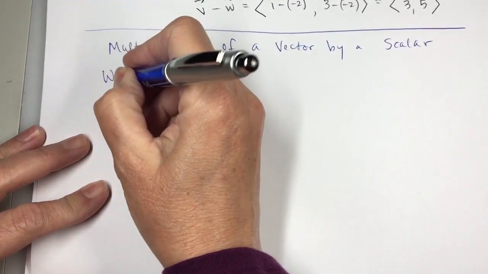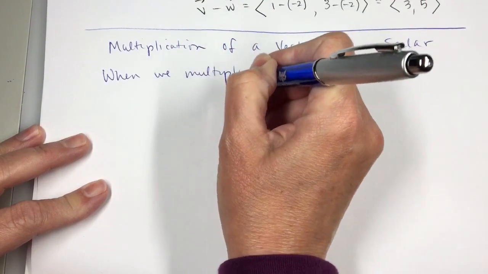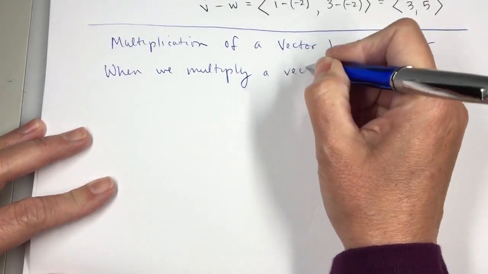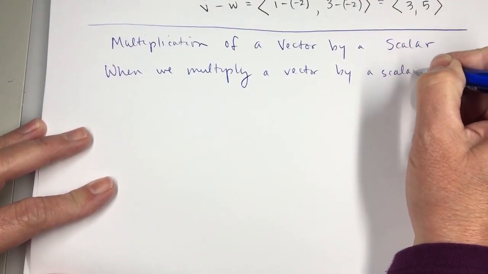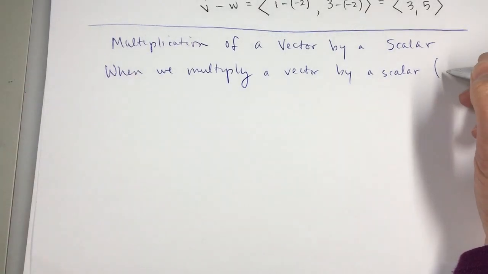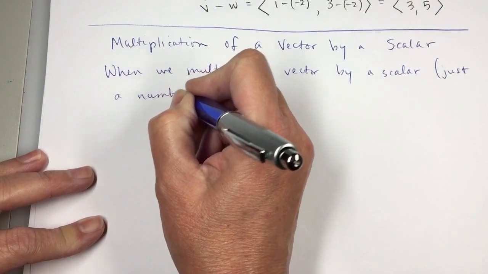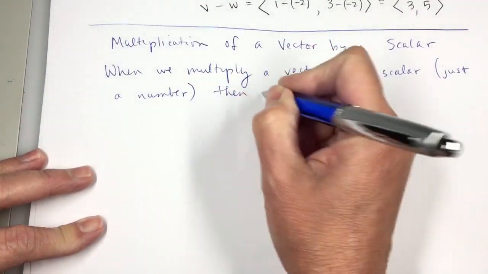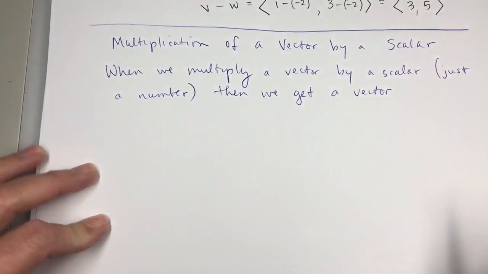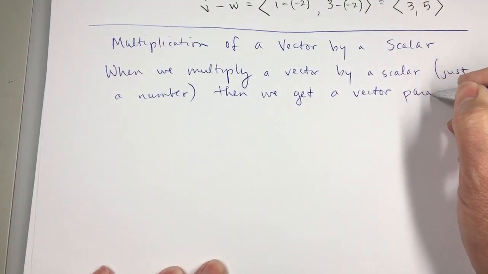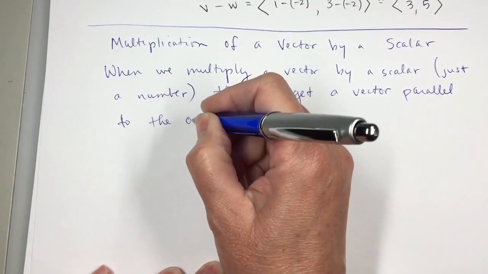So when we multiply a vector by a scalar, and by scalar we mean just a number, then we get a vector parallel to the original vector.